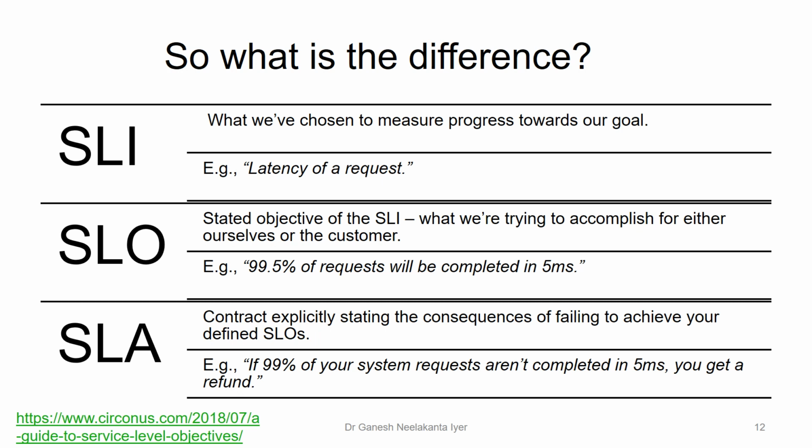What about SLA? The contract which is written, agreed, and signed, explicitly stating what I will do for you in case I am not able to achieve my SLO. If 99% of our system requests aren't completed in 5 milliseconds, you get a refund. So you see here the crux. SLA says 99%, whereas I ensured my internal objective is even higher. So even if I slip, I will still be able to meet my SLA.